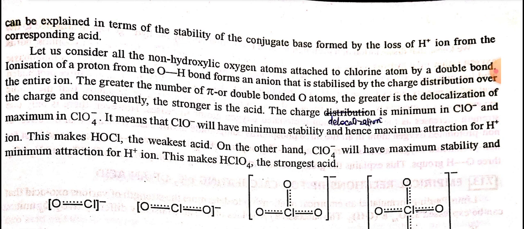Alternatively, the increase in acidic strength from HClO to HClO2, HClO3, and HClO4 can be explained on the basis of the stability of the conjugate base formed by the loss of H plus from the corresponding acid.